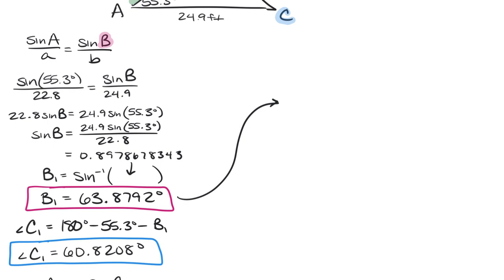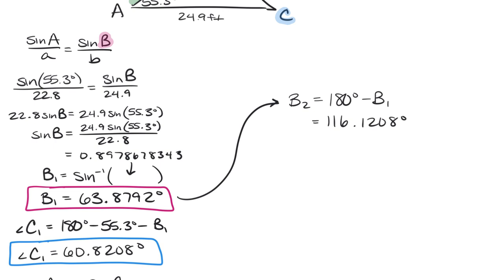Last time we took the C1 because we found C first. What did we find first this time? B. So we're going to check to see if there's a potential angle B2. We do that by doing 180 minus B1. So what is 180 minus 63.8792? 116.1208 degrees.